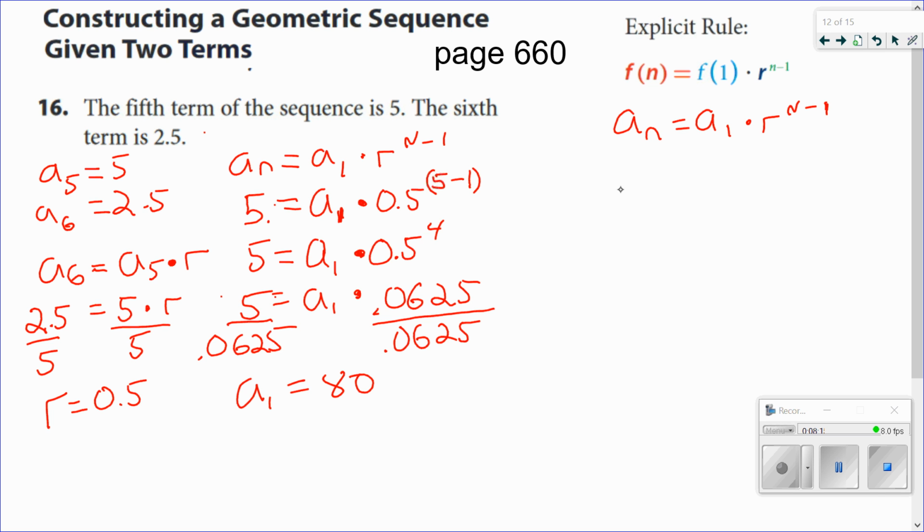So a sub n is equal to my first term, 80, times the common ratio, which is 0.5, raised to n minus 1. So that's the rule to figure out whatever term I want to find.